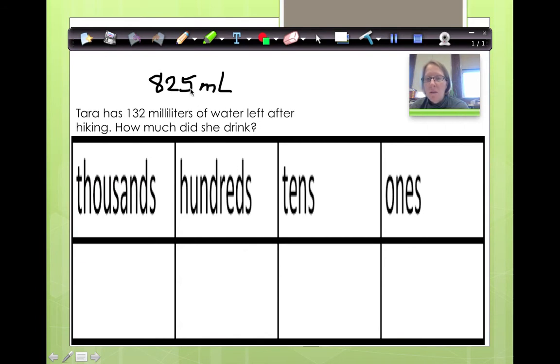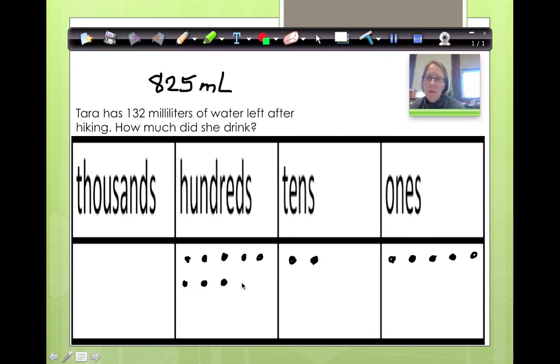We're going to start with the ones. I'm going to have 5 ones. 1, 2, 3, 4, 5. There it is. Okay, how many tens do I have? I have 2 tens. 1, 2. How many hundreds do I have? I've got 8 hundreds. Okay, 1, 2, 3, 4, 5, 6, 7, 8.